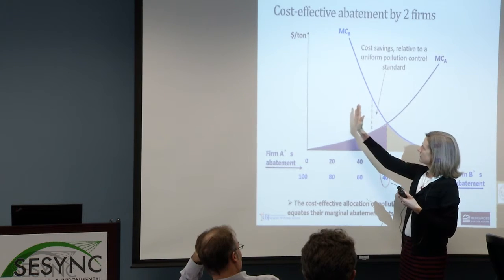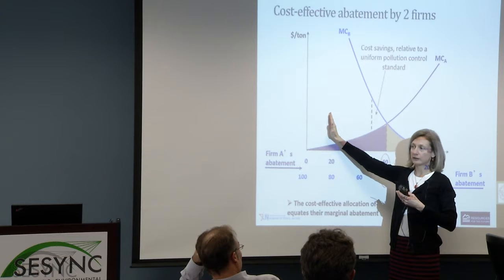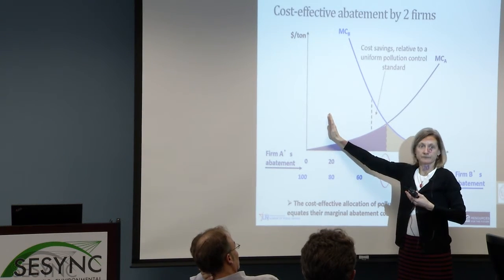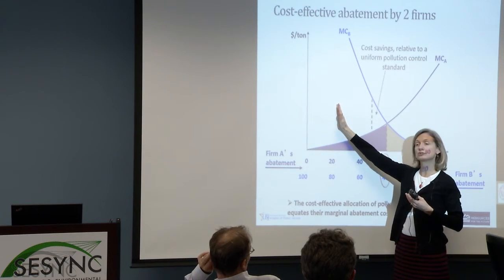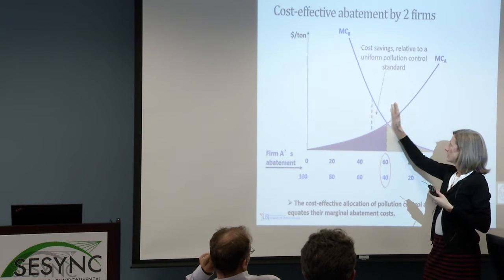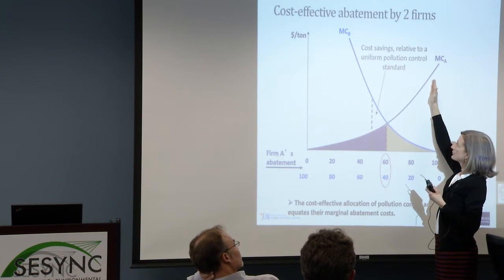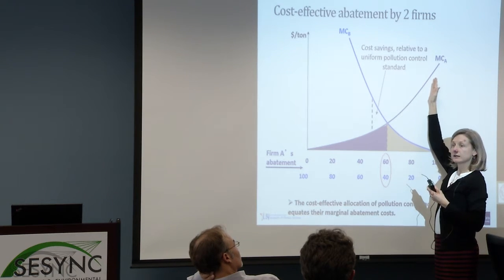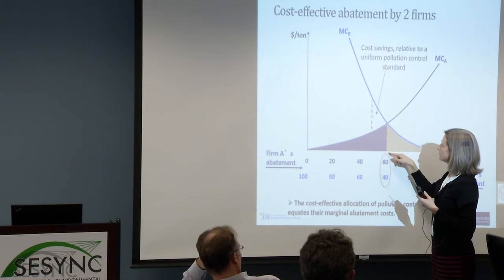And again, if I started out at 20-80, giving firm A 20 tons of responsibility and B 80 tons, the same thing would be true. I would just get more trading. B's costs are even higher than A's at that level, and so the incentive is even stronger to trade, again, until we move to the point of intersection. Or I could start out at 100-0, giving firm A all the responsibility and firm B nothing. Then I'd find these gains from trade and we'd end up back at 60-40.